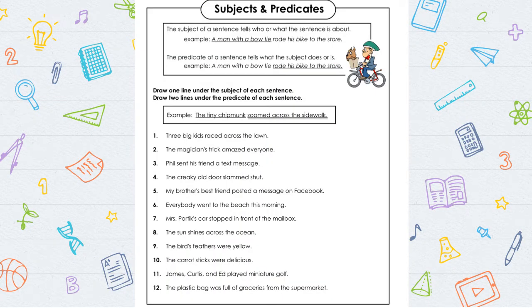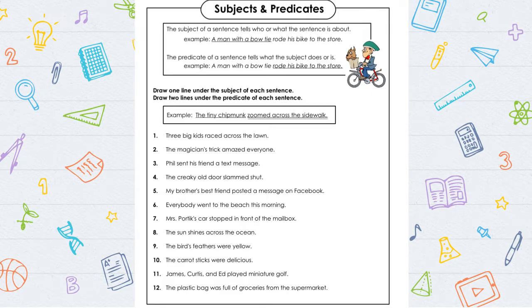Please stop this video and write down sentences number 1, 2, and 3. When you've done writing them down, please underline the subject using a single line and the predicate using a double line. Remember, watch for the verb in the sentence to help you determine what the subject is and what the predicate is. Let's see how we have done.